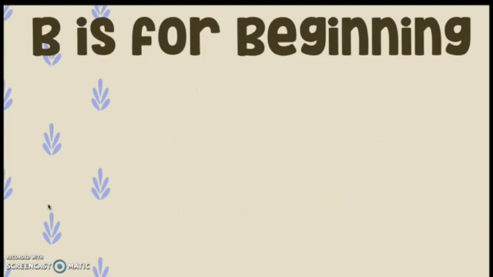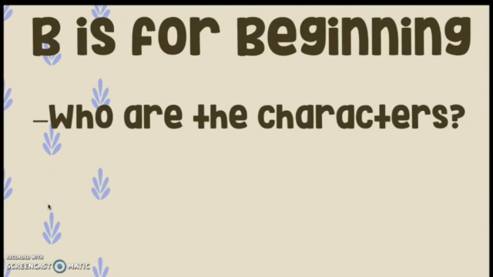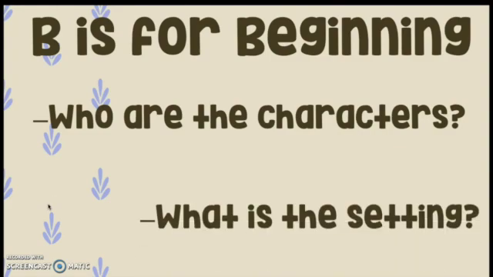So B is for beginning. And two things, it introduces the characters. So it tells us who is in this story, who are the characters that we're going to be learning about. It also tells us the when and the where. Remember, we just talked about how important the setting is, the where it happens and when it happens. That's right, it could be very important because it could change the whole story if we don't get the setting correct.